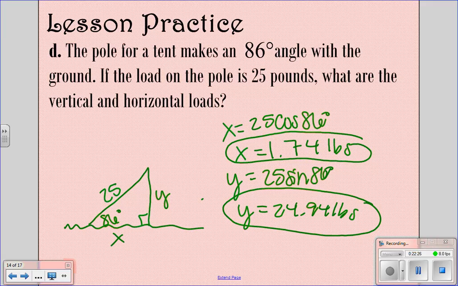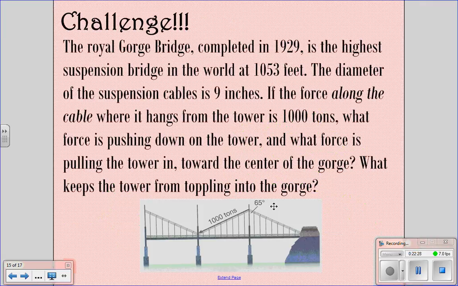Okay? So looking at the challenge question. I'll try this one, and then you can unpause the video, and I'll show you the correct answer. The Royal Gorge Bridge that was completed in 1929 is the highest suspension bridge in the world at 1,053 feet. The diameter of the suspension cables is 9 inches. The force along the cable where it hangs from the tower is 1,000 tons. What force is pushing down on the tower, and what force is pulling the tower in towards the center of the gorge? What keeps the tower from toppling into the gorge?